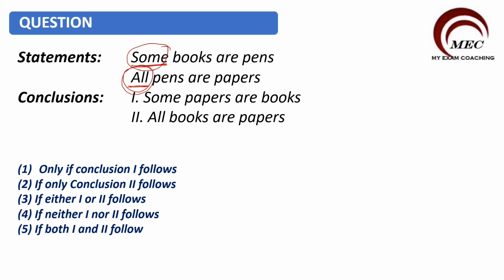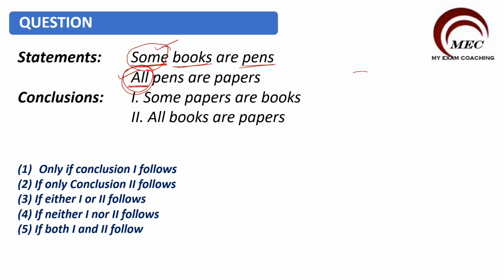In the initial part of this video, we have seen what Venn diagram will come for some, and what Venn diagram will come for all. So now, accordingly, let us draw this and finalize it. For example, some books are pens. We are talking about books and pens. Some books are pens. All books are not pens. Some books are only pens. So let me draw it like this.